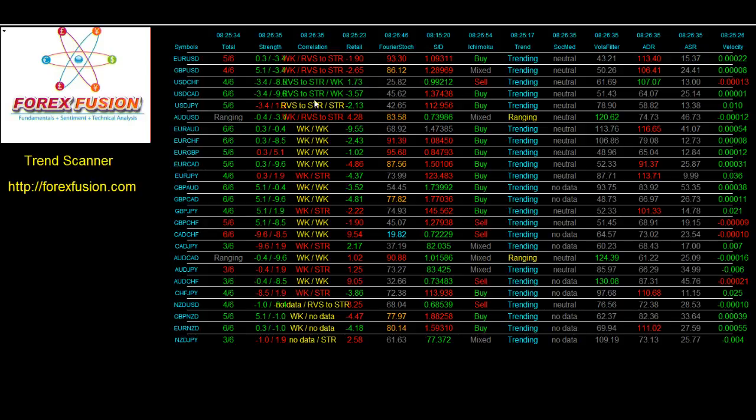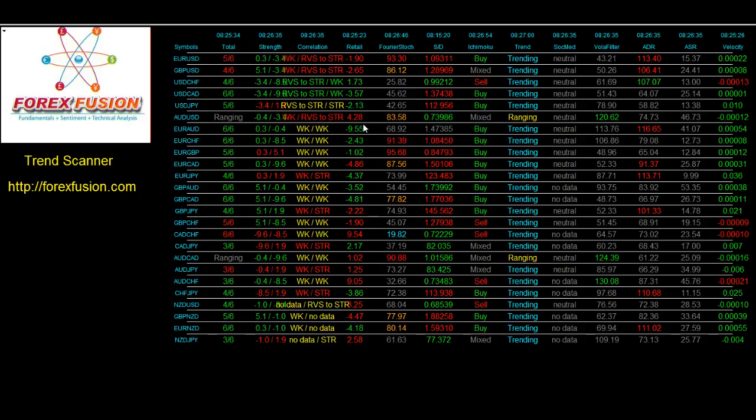So as an example, the US dollar, Canadian dollar with a -3.57, and a green, that means not only is it -3.57, but the value is also continuing to go lower. That's a very strong buy indication for that pair.